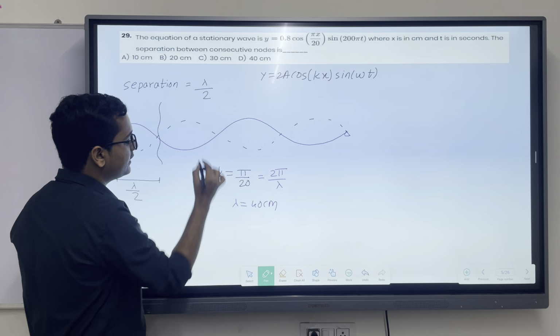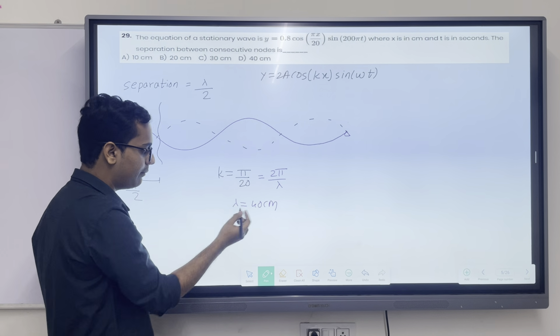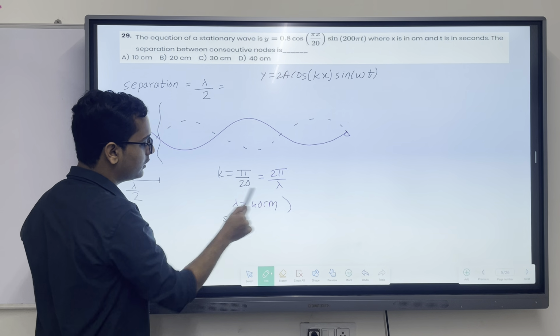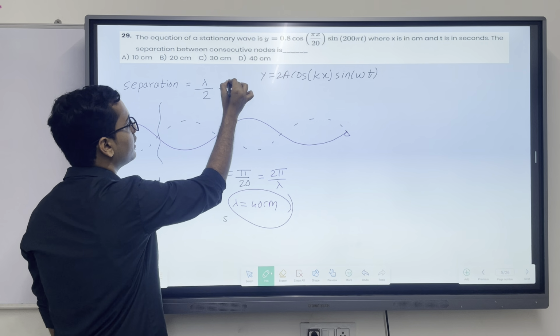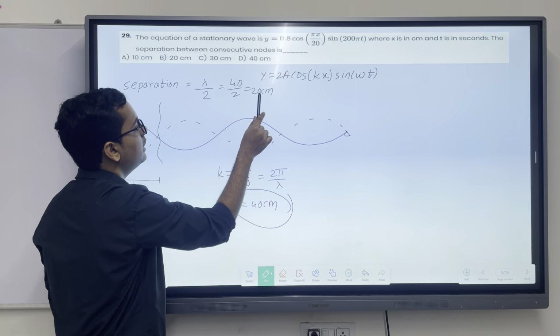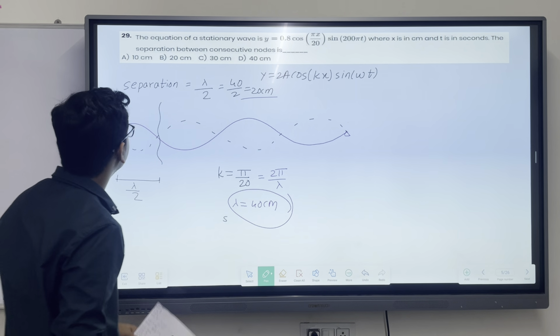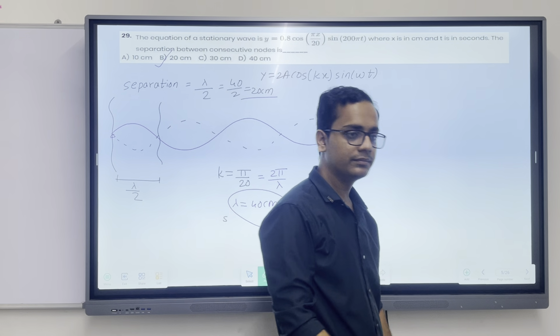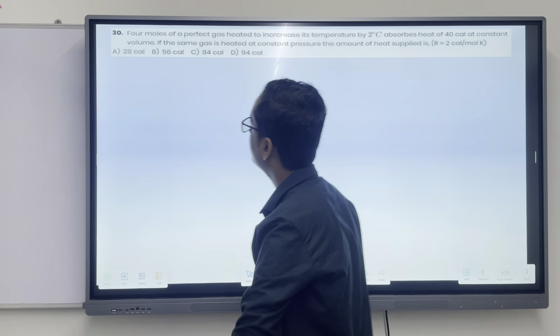From this equation, I get lambda as 40 centimeters. And the separation is going to be, substitute this value 40 centimeters over here. So 40 by 2, nothing but 20 centimeters. Okay. So the answer is 20 centimeters. Next one.